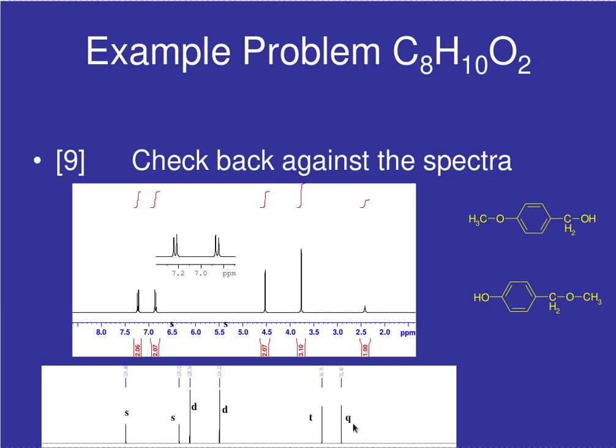Just double check that we have a methyl group, CH2, overlapping CH, CH, CH, CH, quaternaries, yes, that matches. Do we have an OH? Yes, we've got an OH in both cases. Do we have a CH3? Yes, CH2, and the substitution on the aromatic system. Okay, so always check back against the spectra, and most importantly, check that your proposed structure matches the molecular formula.